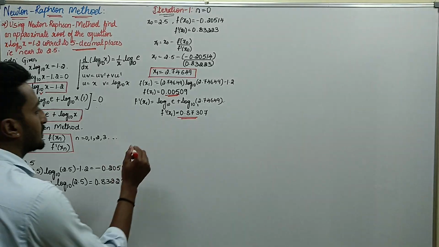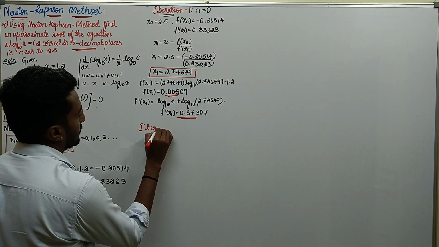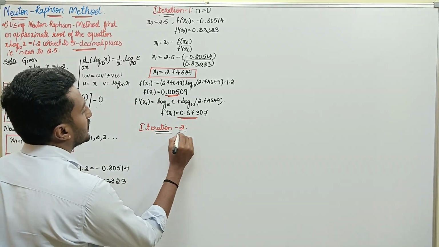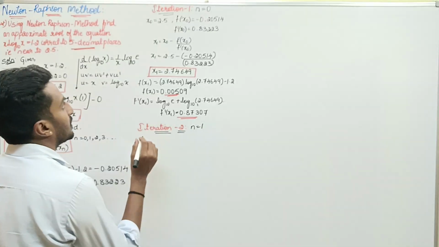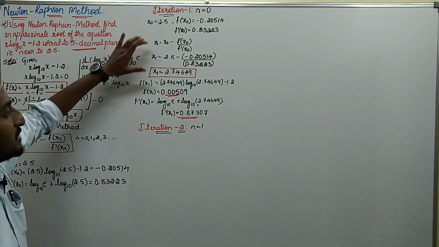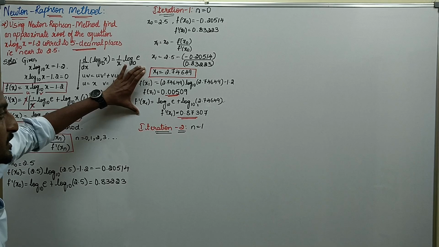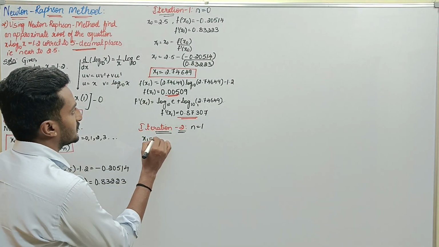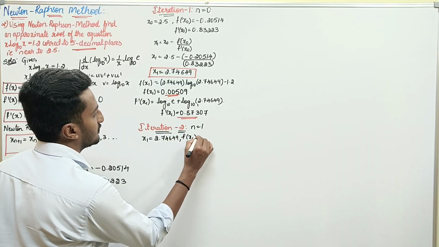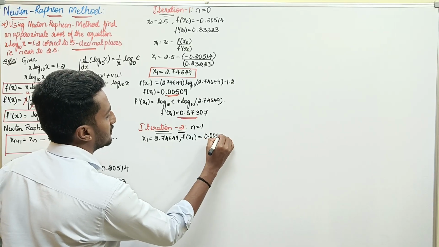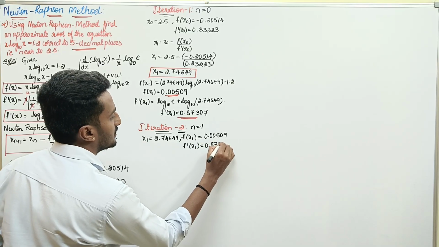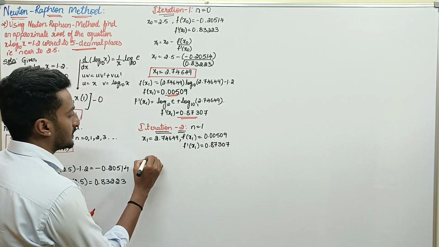Considering these three terms, let us represent iteration number 2. In iteration number 2, n will be equal to 1. Got the point? Similarly, how we represented x naught, f of x naught, f dash of x naught, considering these three terms in iteration number 2, x1 is equal to 2.74649, f of x1 is equal to 0.00509, and f dash of x1 is equal to 0.87307. Got the point? Now let us represent x2.